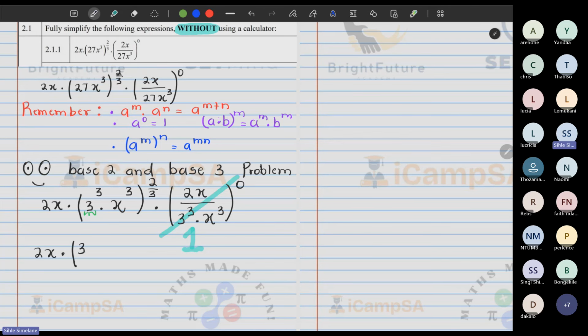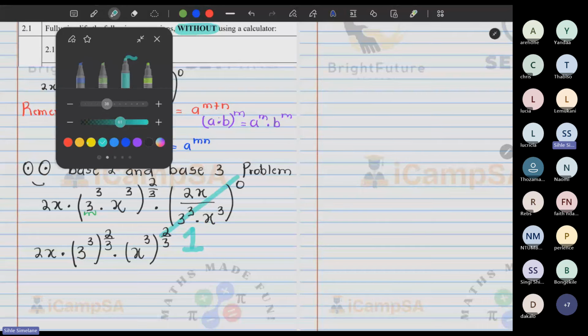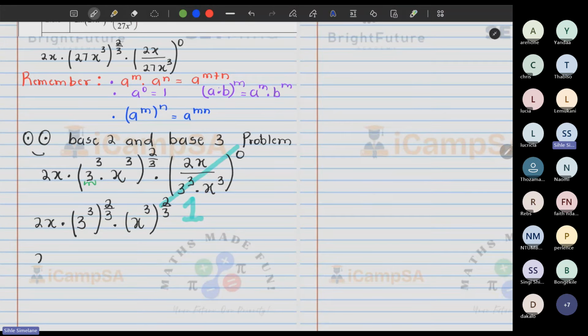So we have 3. It is to the same power as what it is multiplying. So we have 3 to the power of 2 over 3 times x to the power of 3 to the power of 2 over 3. Then now remember, exponents must multiply, guys. So let's go ahead and multiply them. So we have 2x times 3 to the power of 3 times 2 over 3, and then times x to the power of 3 times 2 over 3.